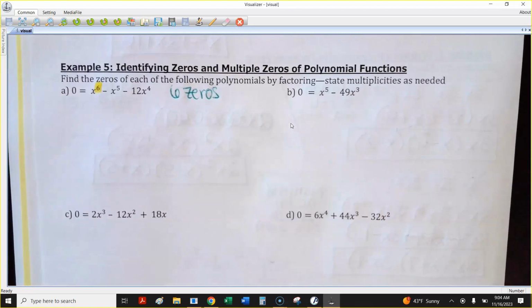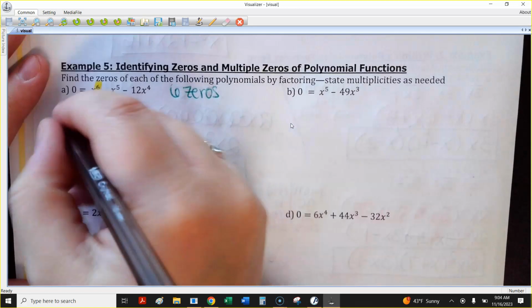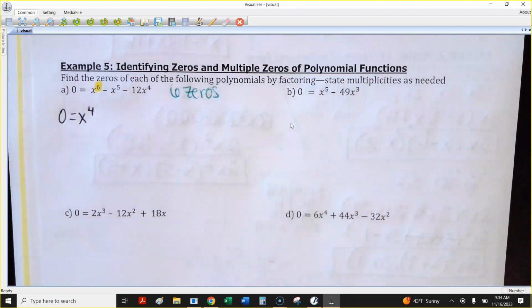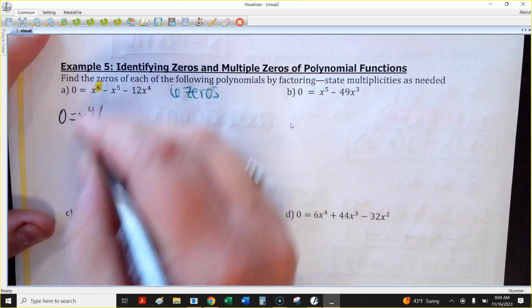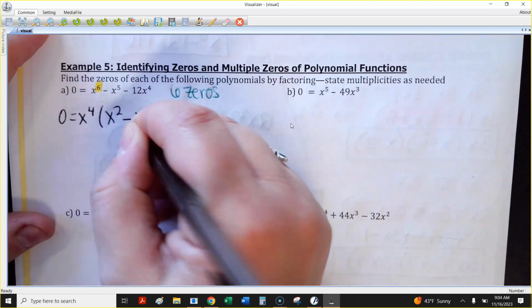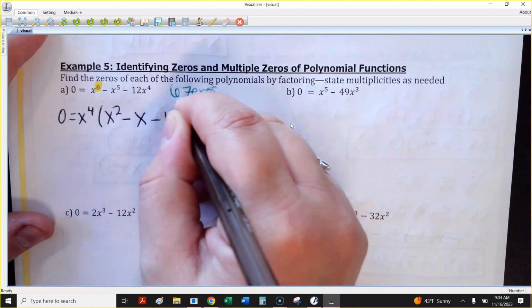What do all those terms have in common? Do they have anything in common? X to the 4th. All right, here we go. So I'm going to pull an x to the 4th out in front. What you're going to do is subtract 4 from each exponent to write what you have left over. So this would be x squared minus x minus 12.